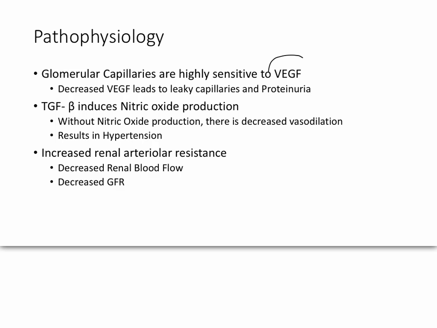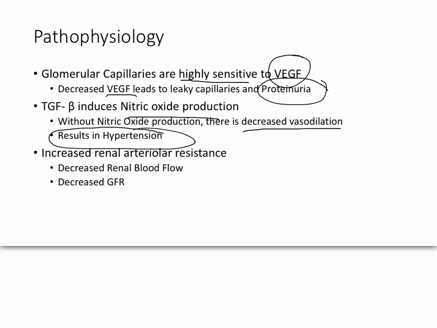So the VEGF specifically, the glomerular capillaries inside the kidney are highly sensitive to VEGF. And so a decrease in VEGF will cause them to become leaky, and they'll leak out protein. So that's where the proteinuria comes from. Then the TGF-beta induces nitric oxide production. Without that, you have decreased vasodilation, and this is where the hypertension comes from.